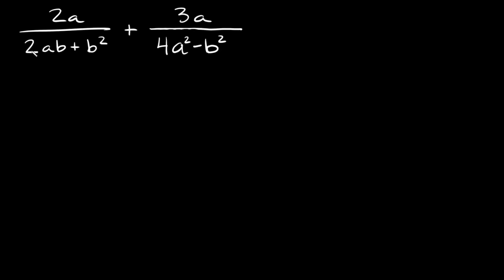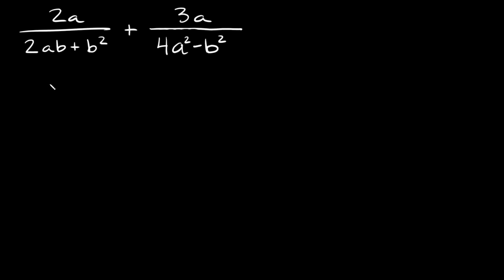As you can see, the denominators definitely do not match, and cross multiplying the denominators would work, but in this case it would take forever. So whenever you have something like this where you have a bunch of terms, your best bet is to just factor those. So that's what we're going to do first. Let's factor the left side over here first. So 2ab plus b squared.